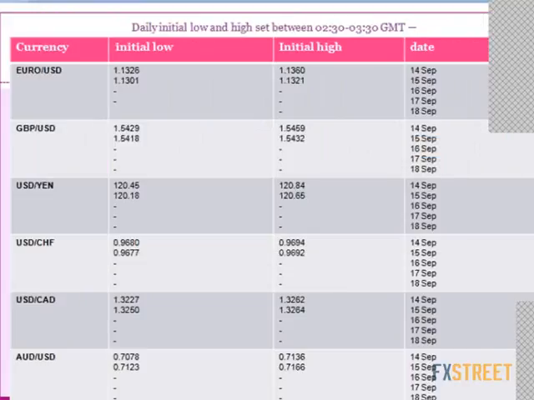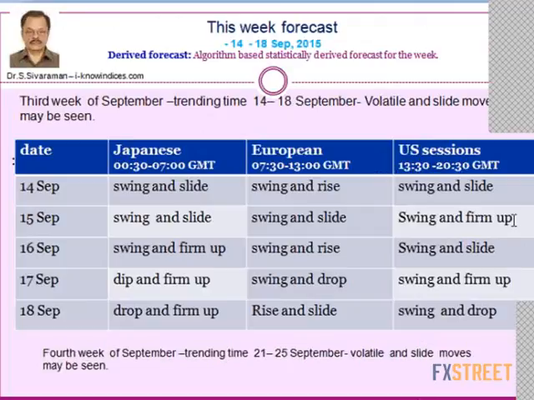Now coming to the forecast, they are expected to make a swing and firm up move during the US session today on 15, but it is unlikely to firm up in all the numerator currencies. So they are going to make only a sideways move in the case of Euro and USD Yen. GBP, they could make a slide, in fact, against those expectations. So they may make a firm up move tomorrow during the Japanese session, and then firm again or rise during the European session, make an upward stop and start making the slide.